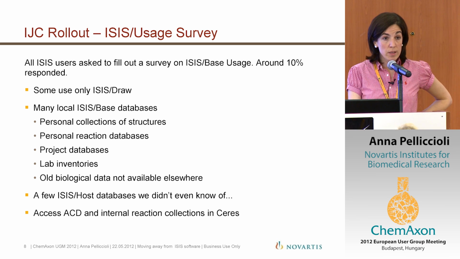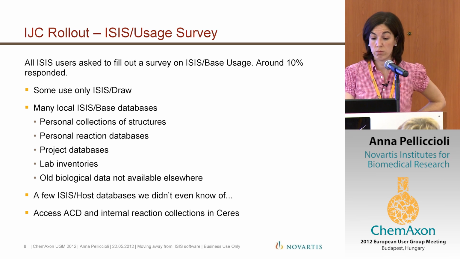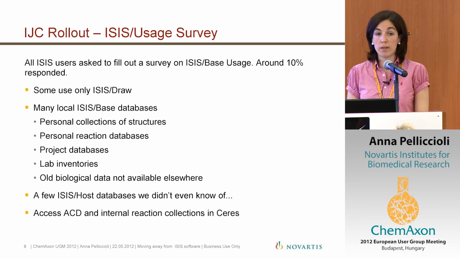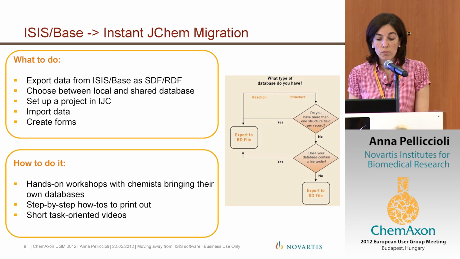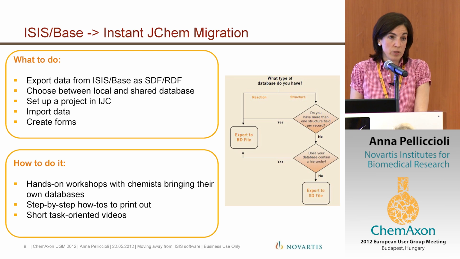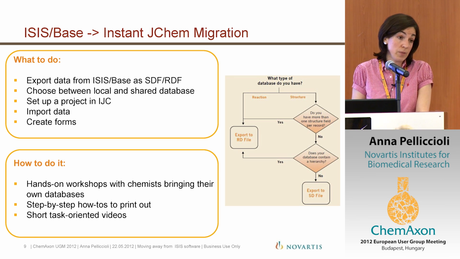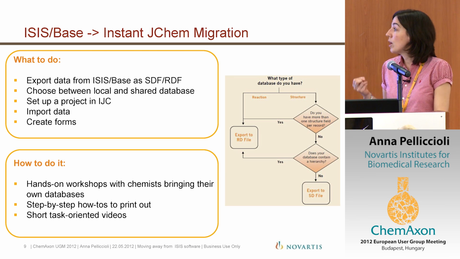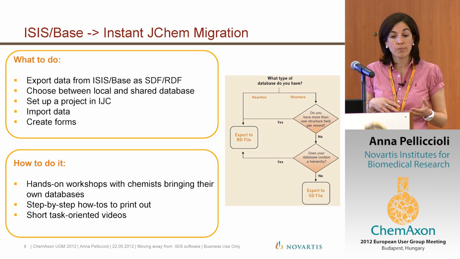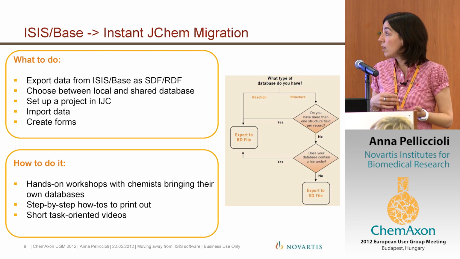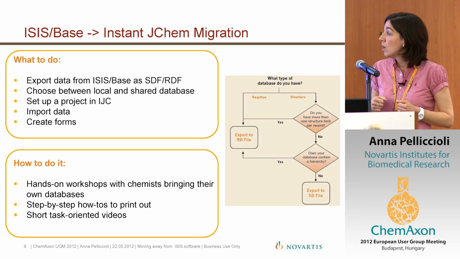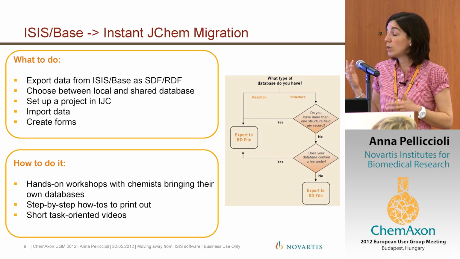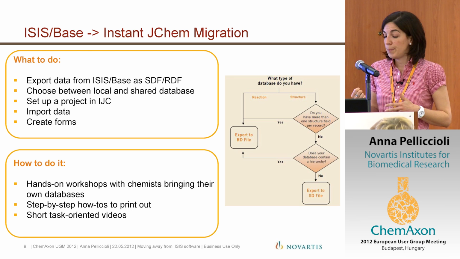On the 1st of February this year, we went live, and so we sent everybody the email saying that IJC is available, and we also started with the training. So how do you migrate a personal database from Instant JChem to IJC? What you have to do is first export data, either as an RD file or SD file, then choose between a local or shared database, as I was explaining before. Set up a project in IJC, import the data, create forms.